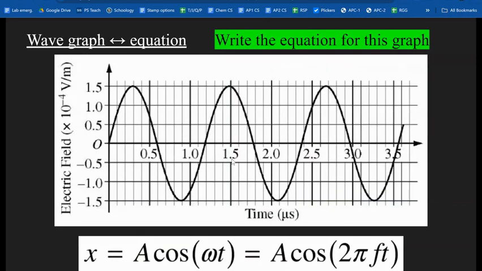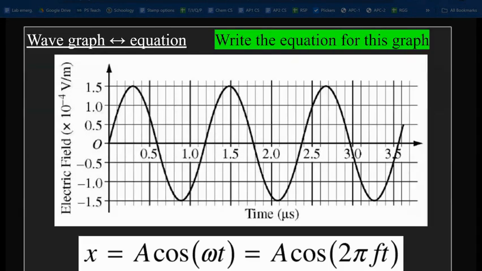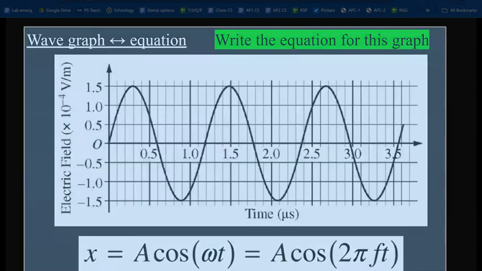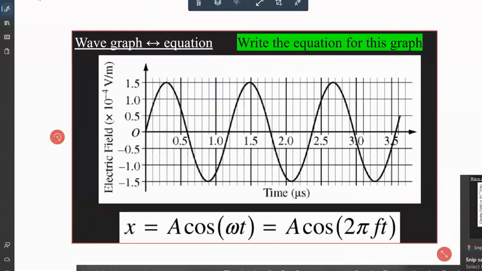Okay, so write the equation for this graph. I'll let you pause the video here. I'm going to copy this over to my note-taking space so we can take a look at it. But pause the video, try to write the equation for this graph here. See if you can do it before I start. Okay, so here we go. Let's paste this over here.